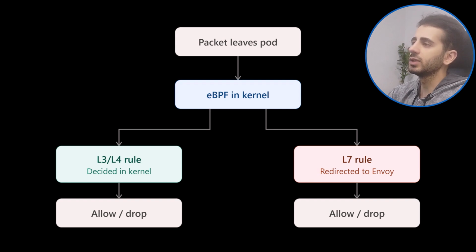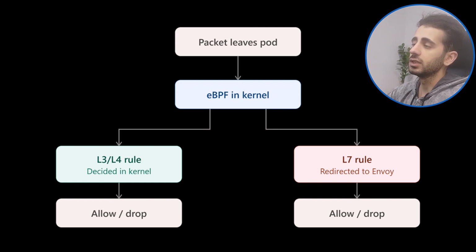At this point, Cilium needs to inspect the HTTP request itself. The Linux kernel doesn't understand concepts like HTTP methods or URL paths. So instead of making the decision in the kernel, eBPF redirects that traffic to a node local Envoy proxy. Envoy understands application protocols like HTTP, gRPC, Kafka, and DNS. It inspects the request, applies the layer 7 policies, and then decides whether to forward or block the traffic.